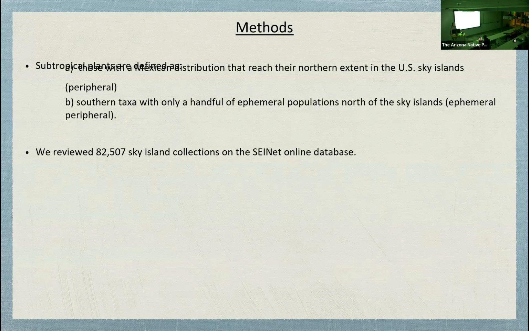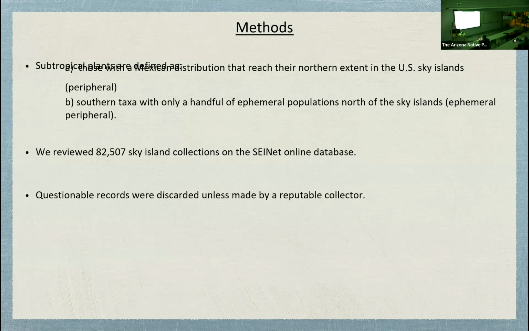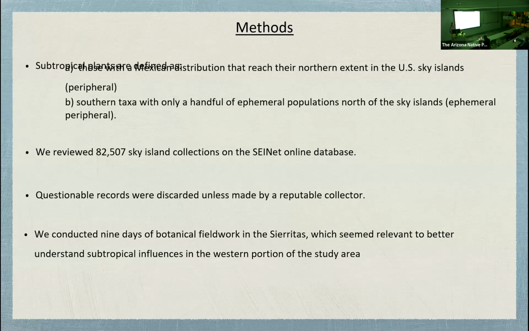So for a little bit of slop, statistically, we can come out pretty well with the results and get a good idea. Questionable records were discarded from the data set unless they were made by a reputable collector. I don't mean to denigrate collectors that I'm not aware of, but when you're going through such a large volume of specimens, it's really important to try to weed out some of the ones that don't seem to be accurate. And with such a large number of samples to go through with the database, that worked out pretty well.